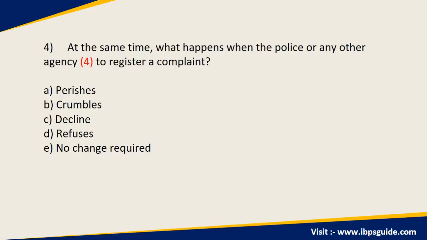And option B is crumbles. This again does not make sense contextually because crumbles means to fall apart, right? You're not able to hold it together. That's what crumbling means. And a police department can't crumble to register a complaint, right? So we've eliminated option B as well, which leaves us with option D, refuses. At the same time, what happens when the police or any other agency refuses to register a complaint? So this makes sense contextually and is also grammatically correct. Option D is the correct answer to this question.